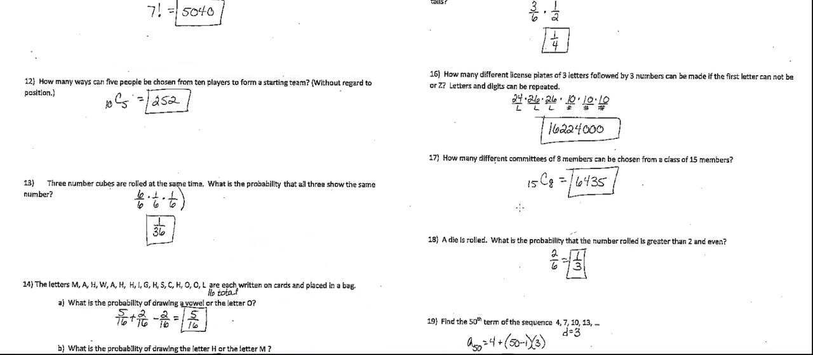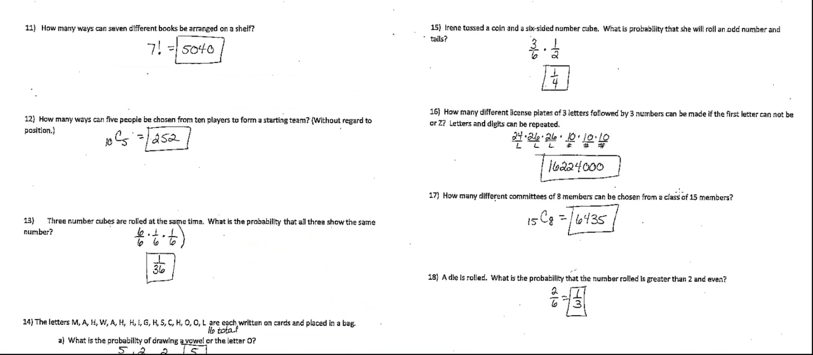Scrolling down here, how many ways can you arrange 7 different books on a shelf? Well, you'd have 7 spaces because each book would get a space, and then the choices would be diminishing. You'd have 7 choices for the first book, times 6 times 5 times 4 times 3 times 2 times 1. And that's just 7 factorial. Now you can see why they use an exclamation point.